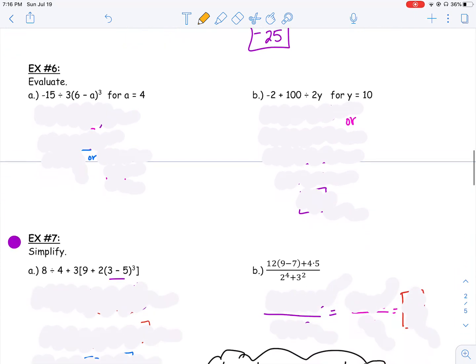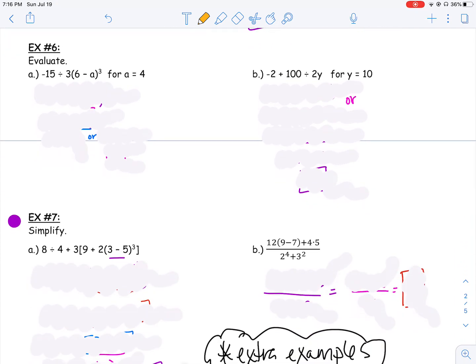Let's do example number 6 also in this video. In example number 6, it asks us to evaluate for a equals 4. So wherever I see an a, I'm going to plug in a 4 instead. So I'm going to very carefully and make sure I'm really organized, rewrite my problem, but instead of an a, I'm going to substitute in a 4. So I have negative 15 divided by 3. In parentheses, I have a 6 minus 4, and then I have cubed.